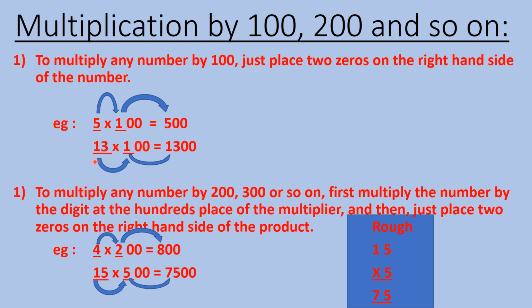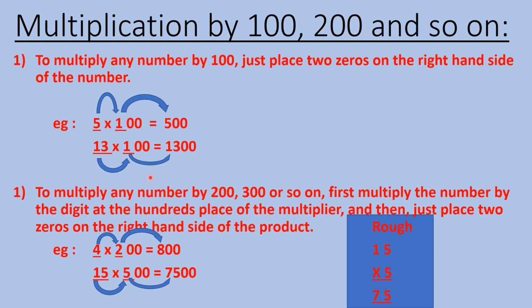Again, children, look here in the second example. You have to multiply 13 and 100. So children, again we will multiply this number 13 by this 1. So 13 ones are 13. So write here 13 and these 2 zeros you will place at the right hand side of the product. So our answer is 1300.